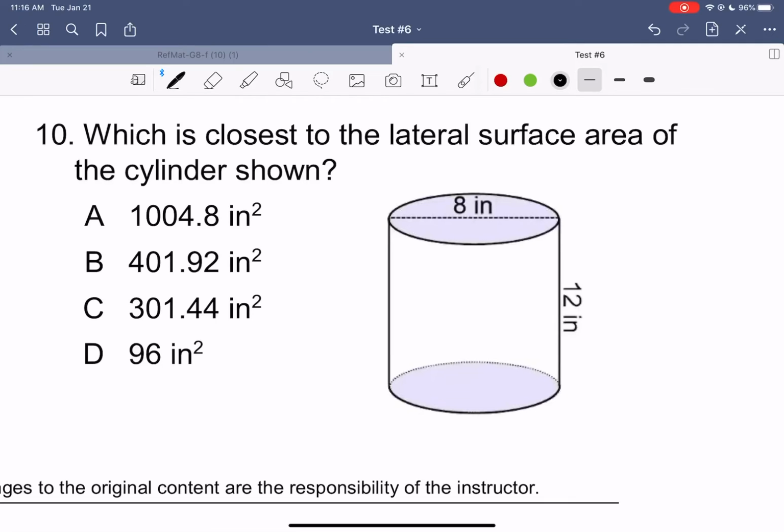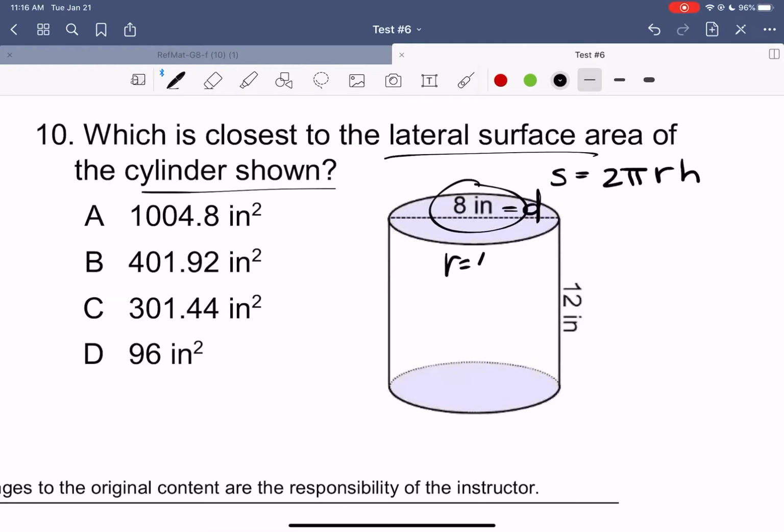All right, what is the closest to the lateral surface area shown? Okay, so lateral surface area, S equals 2 pi radius height. So once again, this is equal to the diameter, so the radius is going to equal 4, and this is going to equal our height. So once we substitute, 2 times 3.14 times 4 times 12. So that will be able to give you your answer there.